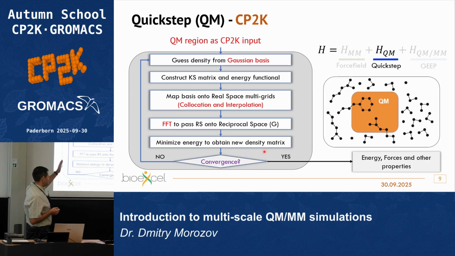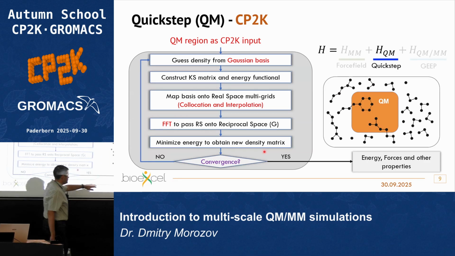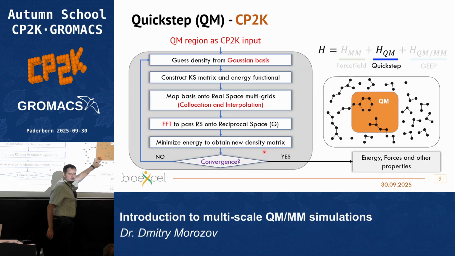And here you need to solve the Kohn-Sham equations, which have been explained in the previous lecture. After the solution of the Kohn-Sham equation, you will get energies and forces and properties of your QM system.